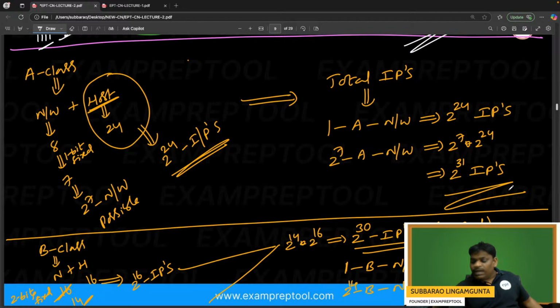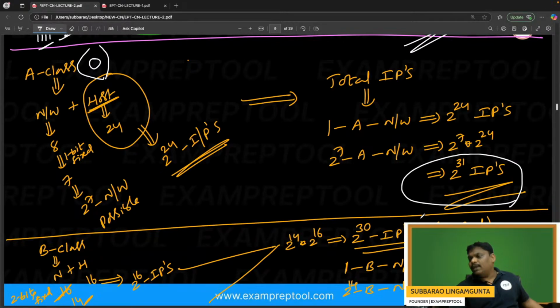Class A. Because in class A, only 1 bit is fixed. In class A, the first bit is 0, so only 1 bit is fixed. Out of 32, if you remove 1 bit, it is 31. So 2 power 31 IPs. Whether you divide or not, at the end of the day it is the same.